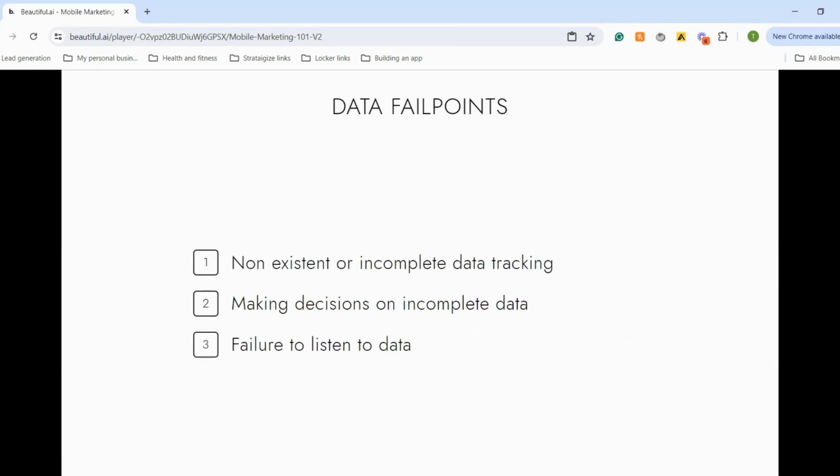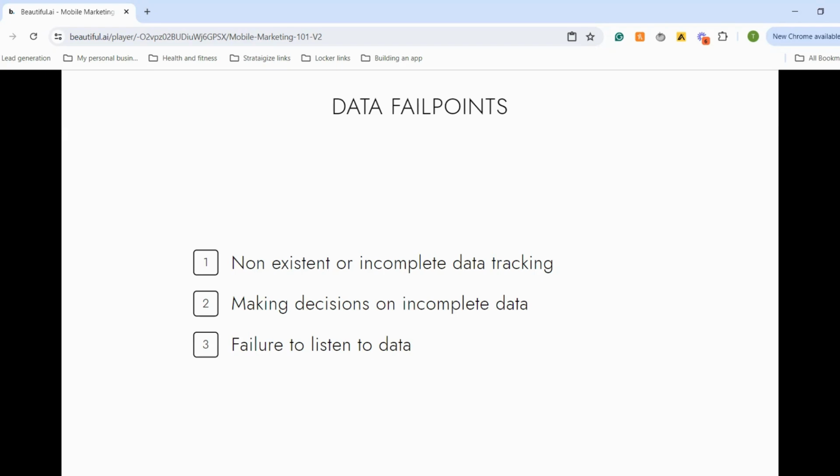And then from a data perspective, there's non-existent or incomplete data tracking. Essentially flying blind, not knowing what is working well and what is not working, and just being unable to figure out what path you should take moving forward. And then being forced to make decisions based off this incomplete data. You may make a decision that cuts off your most profitable ad, or you may stop or change a feature in the app that really upsets your audience.